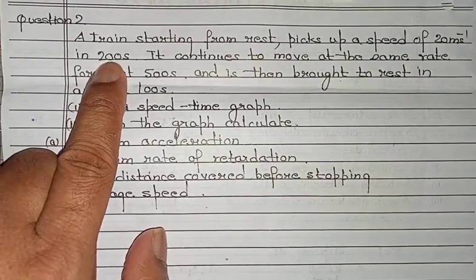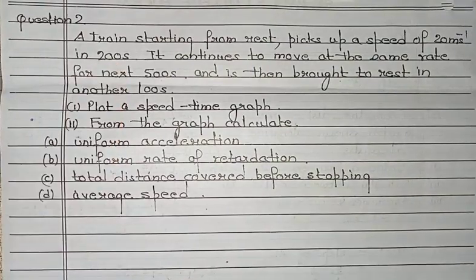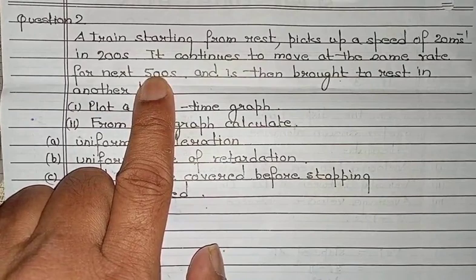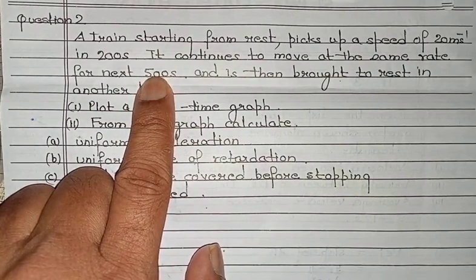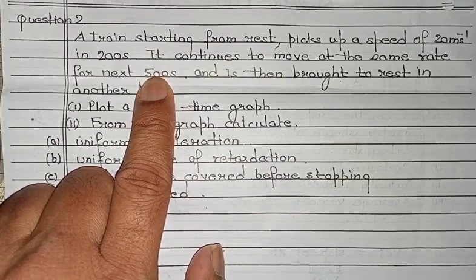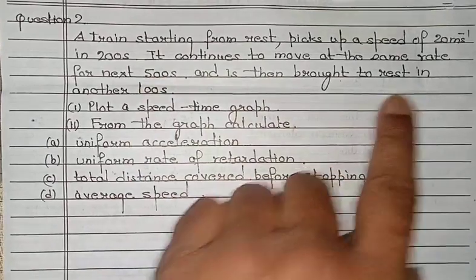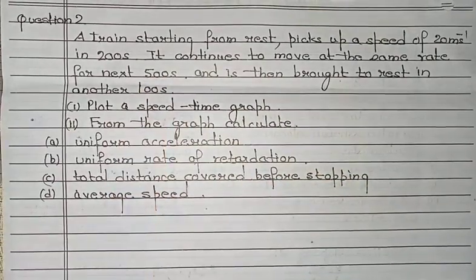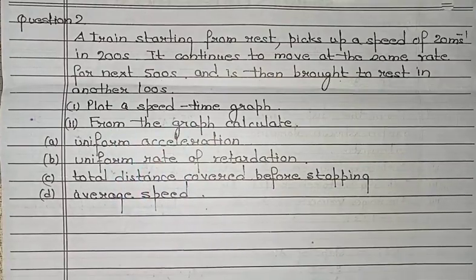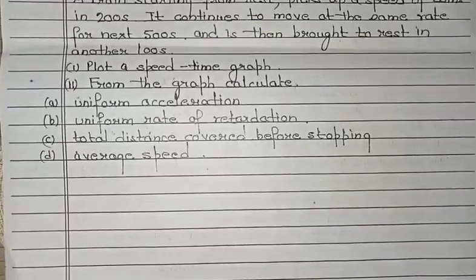In the first 200 seconds there is an accelerated motion. Then for the next 500 seconds there is uniform motion. That means neither there is an increase nor decrease in the speed. And then there is a retarded motion. So the first part says you have to draw the speed time graph. So let us draw the speed time graph.